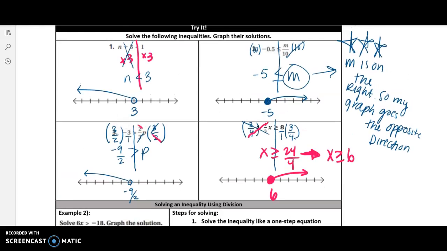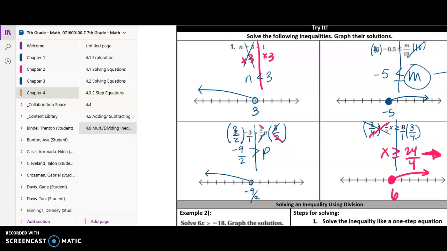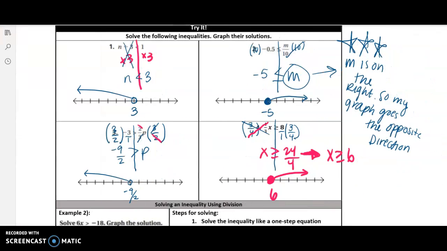All right, so for number 1, n divided by 3, that means we have to multiply by 3 on both sides. 1 times 3 is 3, and then we keep our inequality the same, so it's n is less than 3. Because my variable is on the left, it is pointing the direction that my graph is going, and so my graph needs to also go to the left because less than goes to the left.